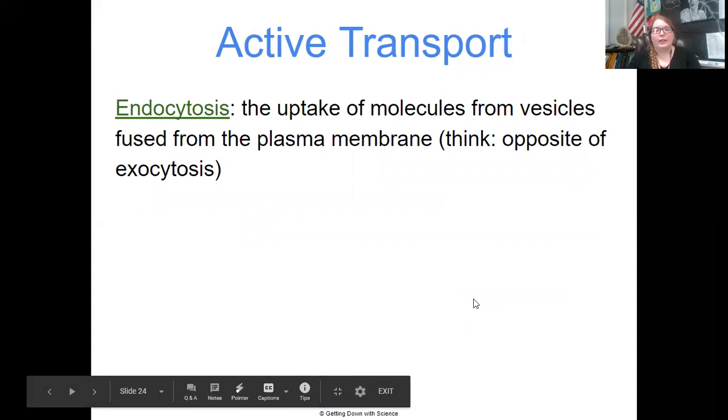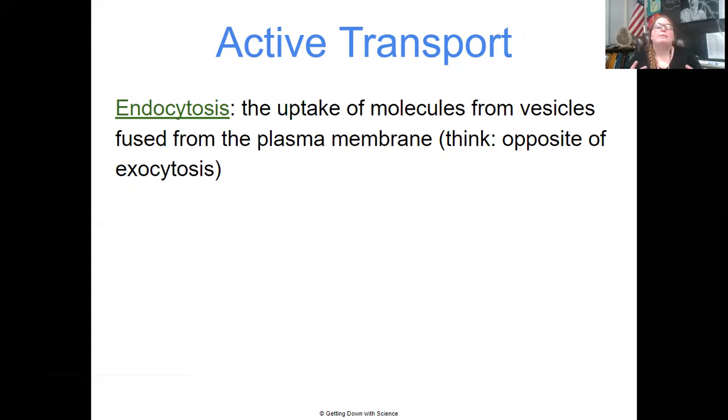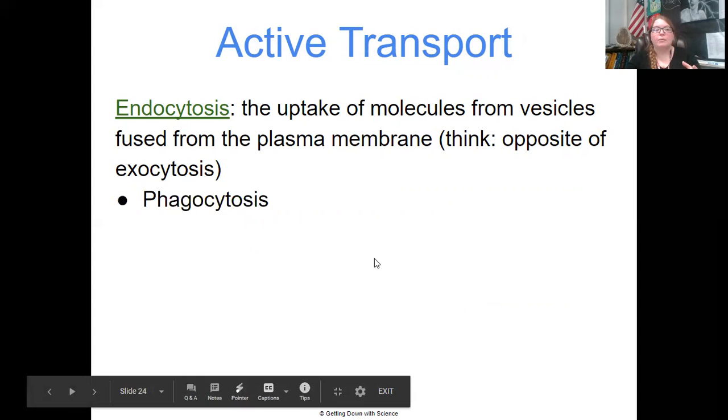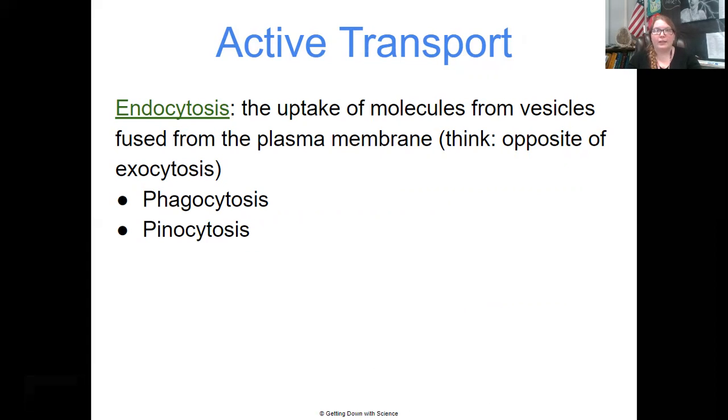Okay, so endocytosis is when I take things in, like enter, endocytosis. So it's the opposite of exocytosis. Things can be absorbed wholesale. So we have phagocytosis or pinocytosis. And y'all are gonna laugh, but this is how I remember the difference between phago and pino, okay? I think of fat kid cytosis for phagocytosis. This is cell eating. A phage is something that eats, okay?